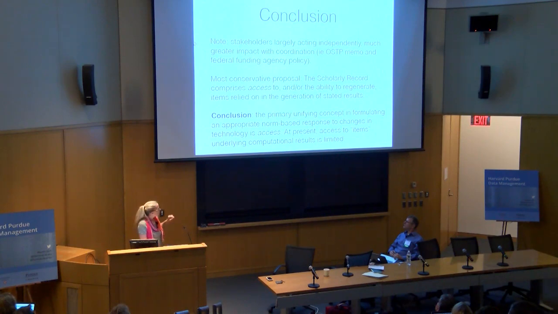And so I believe that our primary unifying concept in formulating our norm-based approach to changes in technology is really around questions of access. These items that I enumerated, access to these items that are associated with scientific research, right now it's limited and growing. And I really think our central rallying cry really could be around access to these items, especially in support of transparency in the scholarly record. Okay, I'll leave it there. Thank you.